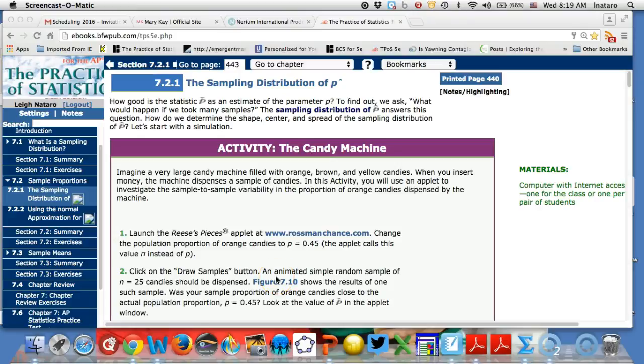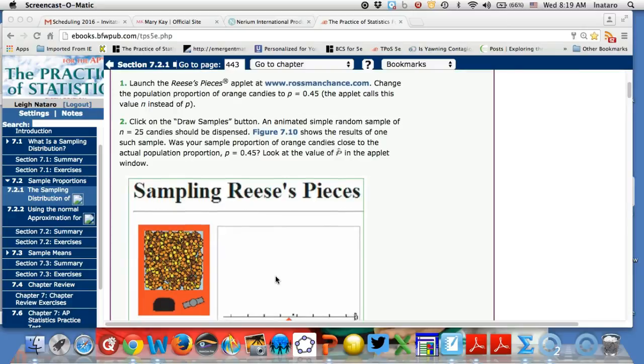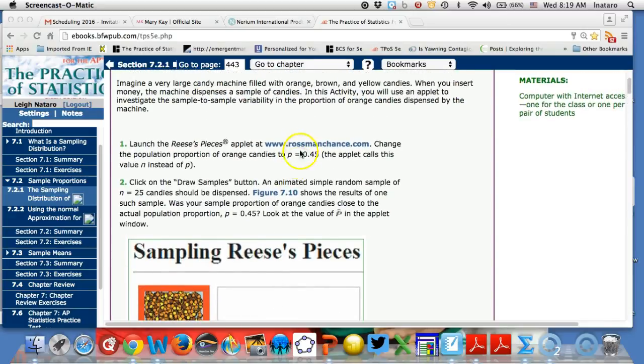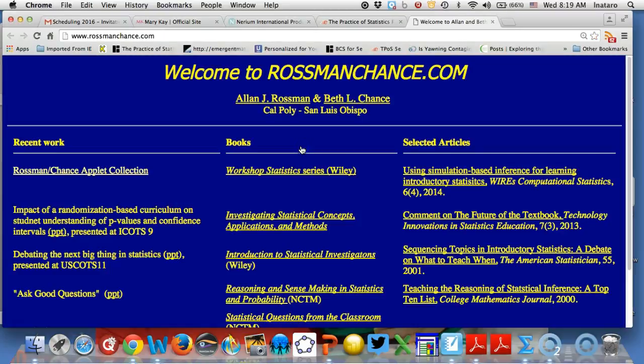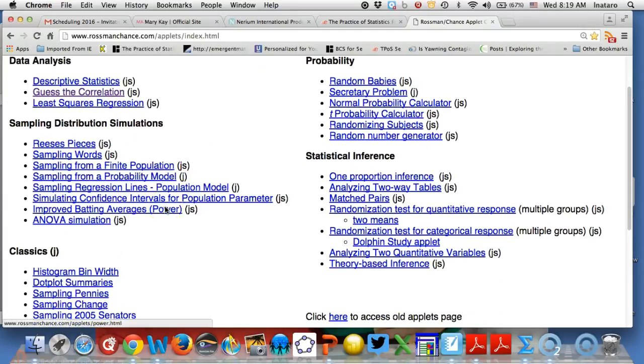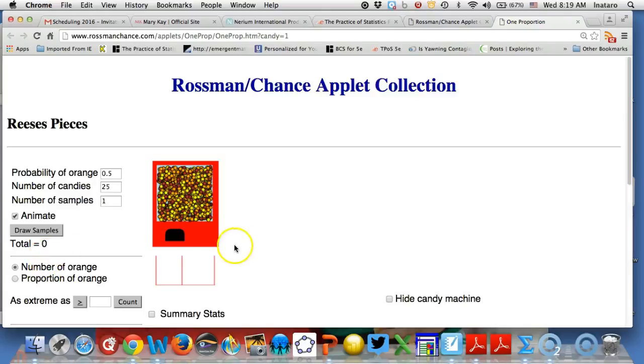Okay, so this is the activity that's in your textbook. It's from page 443. You're going to launch the Reese's Pieces applet. It looks something like this. It's at the Rossman Chance website. I'm also going to be sending you a handout that has more specific directions related to this.